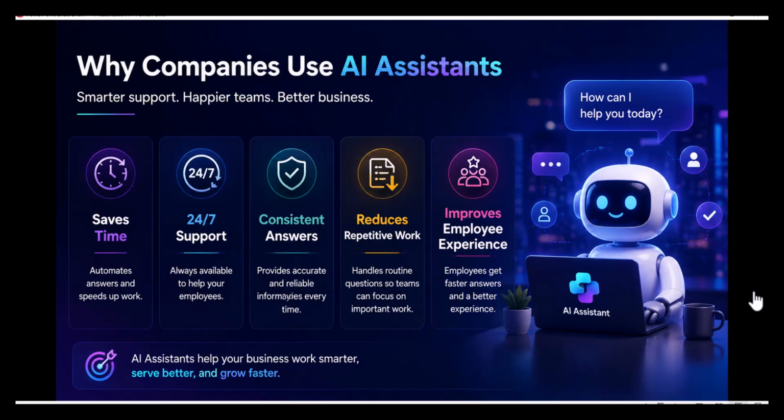Then 24/7 support. For example, if a person asks a question at night, HR may only reply in the morning. But if you create an AI agent, it will instantly answer the question. Then consistent answers. For example, if I ask you something, you will give an answer. But if I ask the same question after 5 days, maybe you will give a different answer. But the AI will always give the same answer, right? That is called a consistent answer.